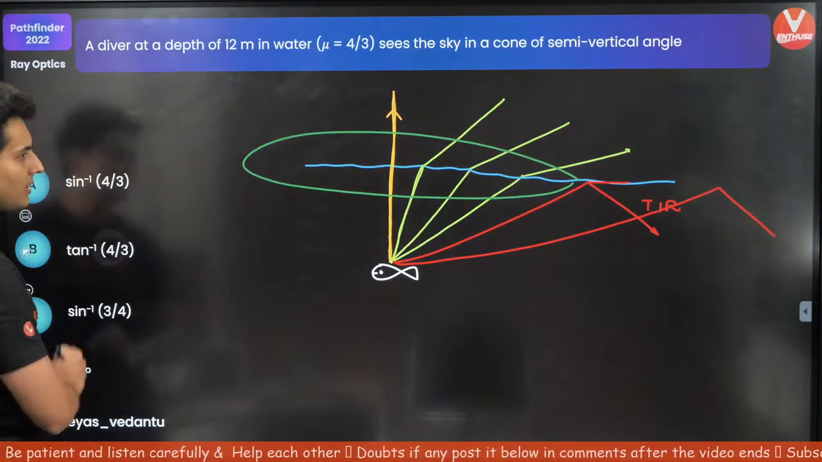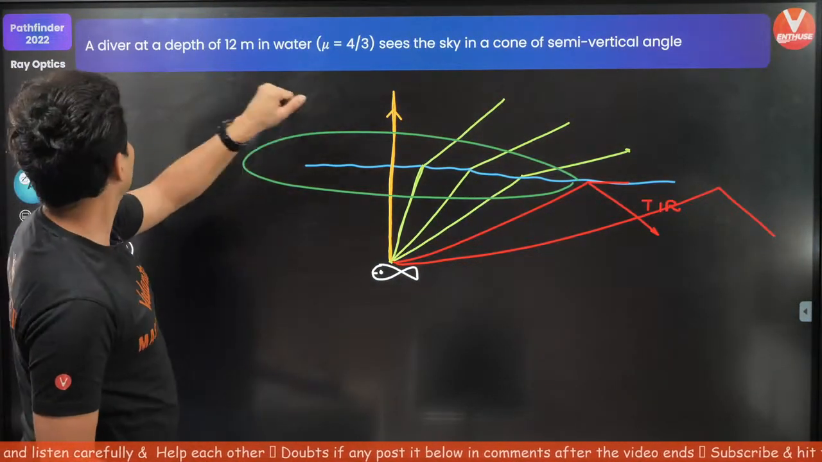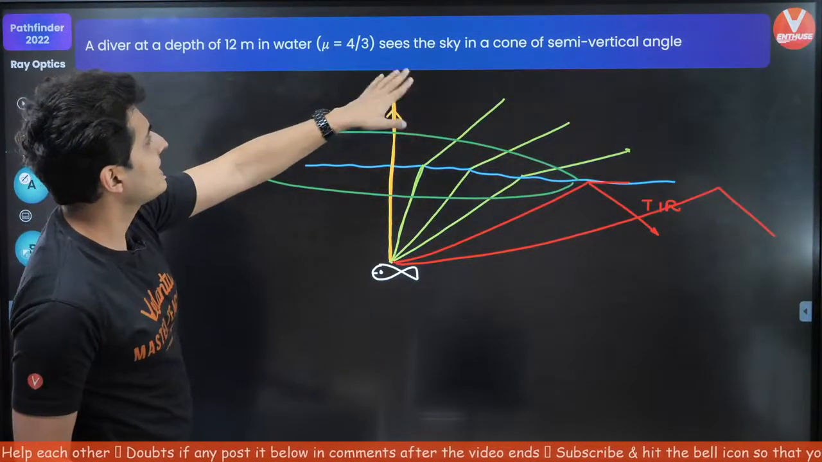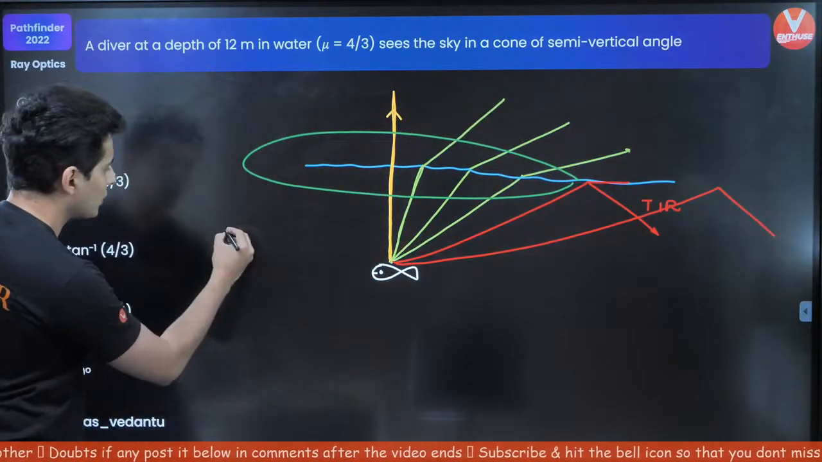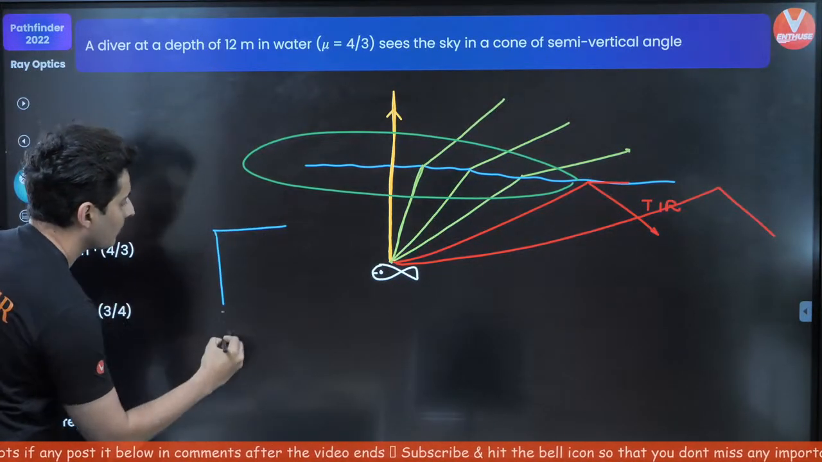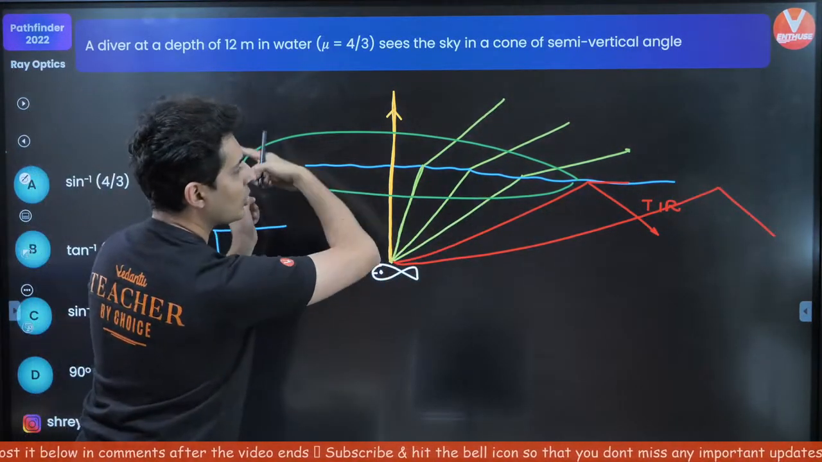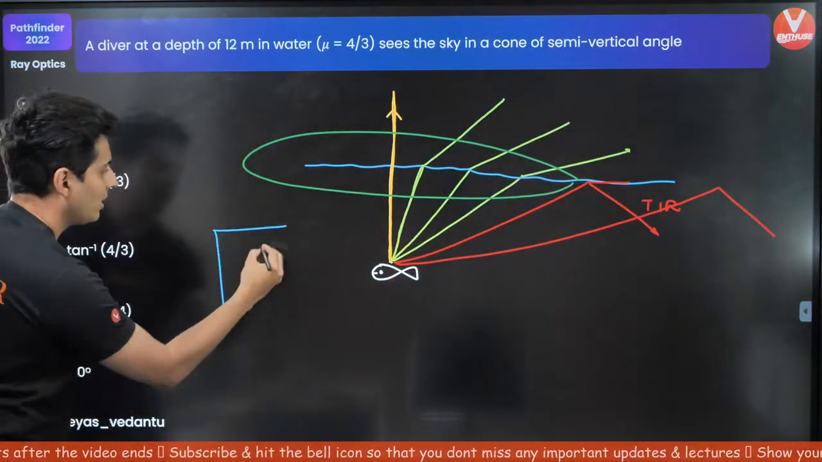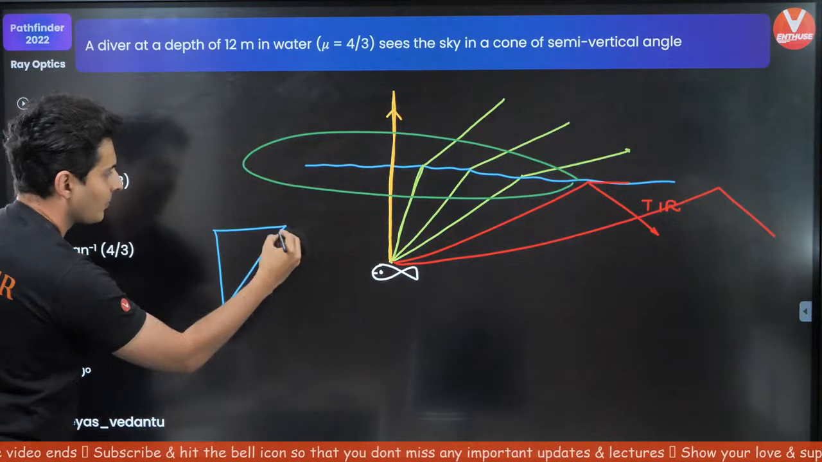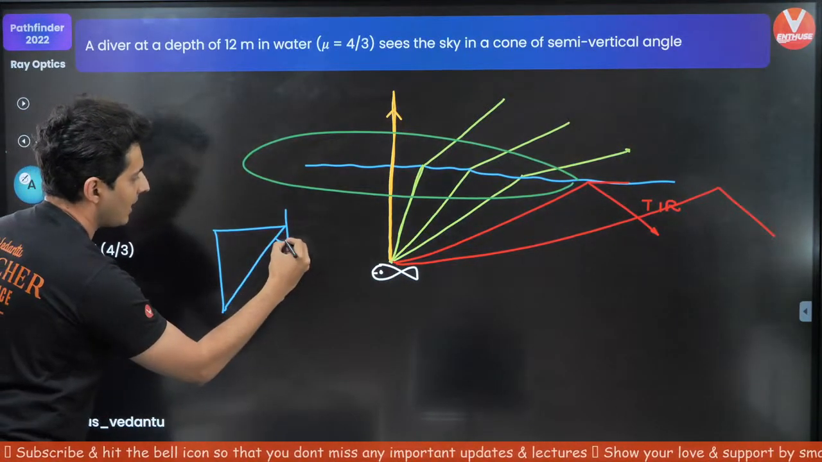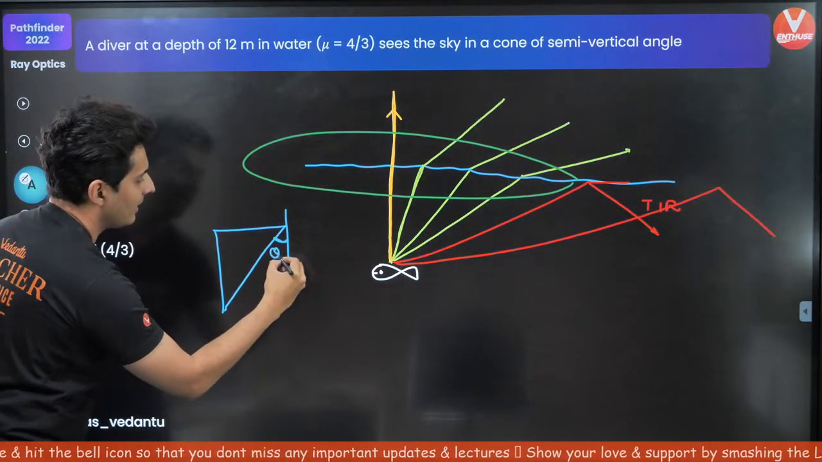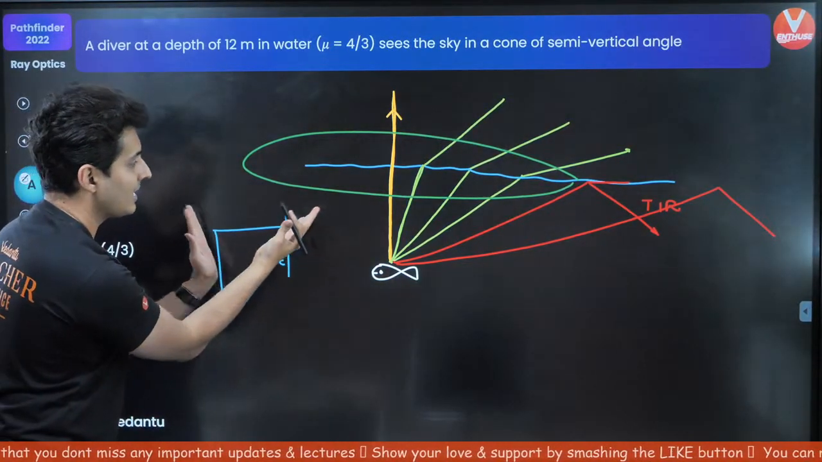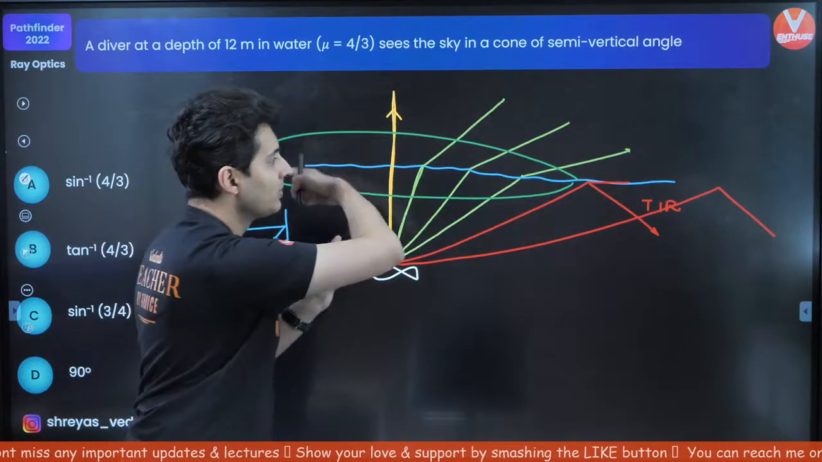So let's draw this. First of all, the diver at a depth of 12 meters from the water sees the sky in a cone. So that means, by the way, do you see this is a cone which is formed? There is a semicone angle which is formed. I'm just going to draw this, and I know that this angle over here will be the critical angle, correct? This is the maximum extent till which you can see. Beyond that, you cannot see. I hope this is clear.